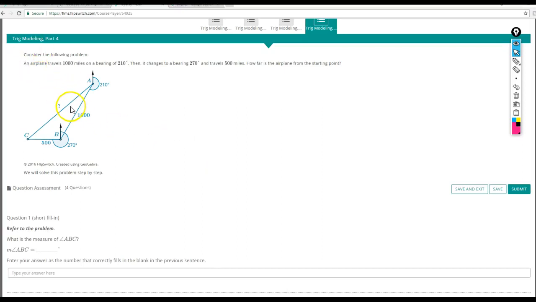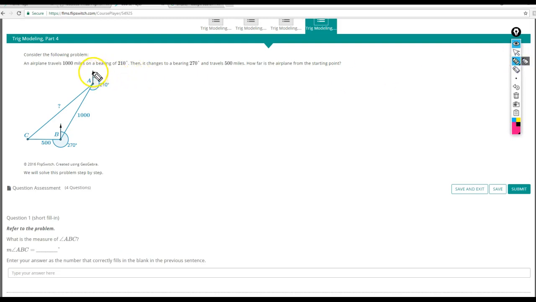Alright, welcome to part 4 of our Unit 5 project. Consider the following problem. An airplane travels 1,000 miles on a bearing of 210 degrees. Then it changes the bearing to 270 degrees and travels 500 miles. How far is the airplane from the starting point?